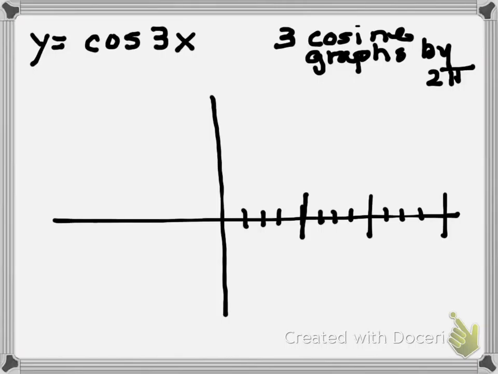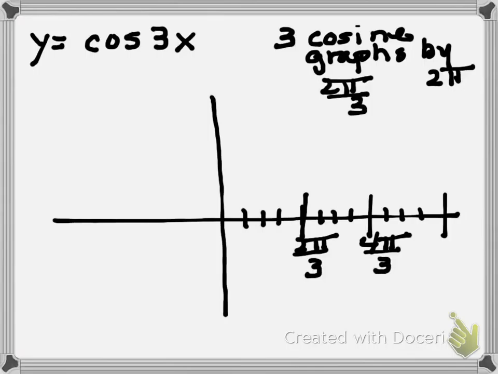Okay, now I want to take a look at graphing y equals cosine 3x. 3 in front of x means you're going to see 3 of the cosine graphs between 0 and 2 pi. So where does one of them finish? So if I take 2 pi and I divide it into thirds, then one of these graphs has to be finished by 2 pi over 3. And then 2 pi over 3 again would take you to 4 pi over 3. And then 2 pi over 3 again would take you to 6 pi over 3, which is 2 pi.